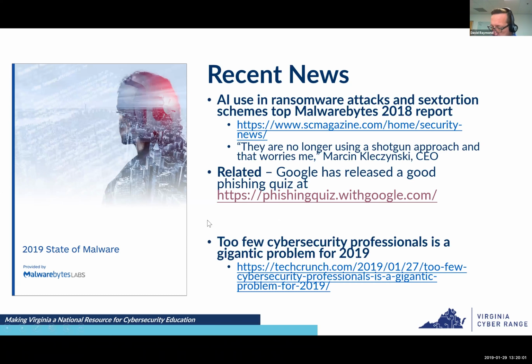Okay, here's another news story. The next bullet: too few cybersecurity professionals is a gigantic problem for 2019. This is a TechCrunch article, and this is one that just highlights the cybersecurity shortage, the shortage of people in cybersecurity positions, and every time I see that, it makes me remember why we're doing what we're doing. And it does mention some efforts around the country to improve the state of cybersecurity expertise. Doesn't mention the Virginia Cyber Range, but I'm sure that's just an oversight.